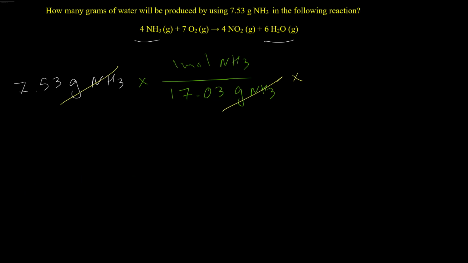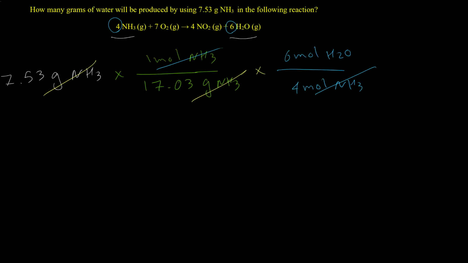Then the next step, I need to convert mole of ammonia to mole of water. For this conversion, we need to take a look at the coefficient. So regarding this coefficient, 4 mole of ammonia is equal to 6 mole of water. So then mole of ammonia, they cancel out.